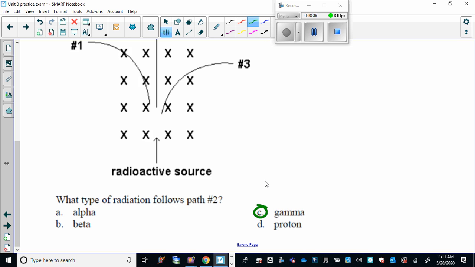If it asks you which is the beta particle, unless it says beta positive, you always assume it's beta negative. So that's going to be beta negative, and for a beta negative you have to use your left hand. Your thumb is going to point up, your fingers are going to point into the board. Which way is your palm facing? It's facing to the right. So this would be the beta.